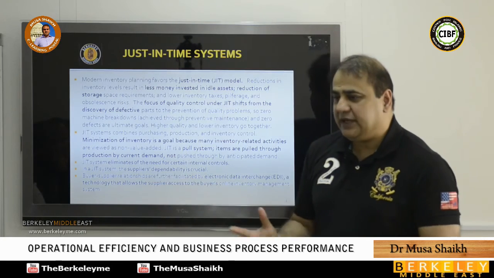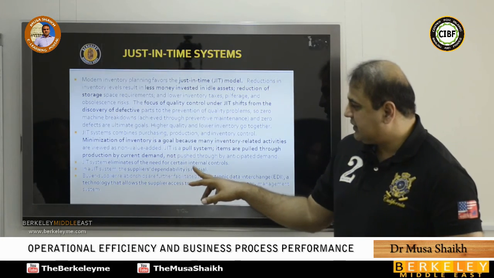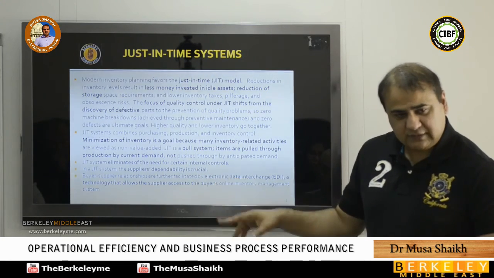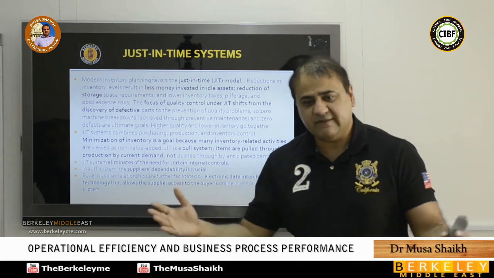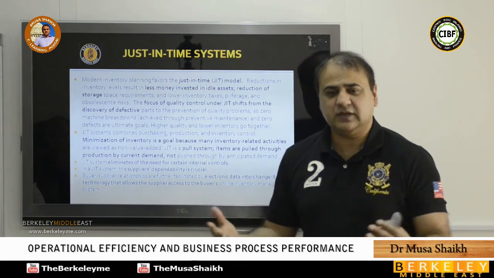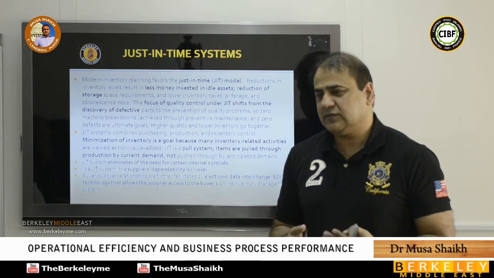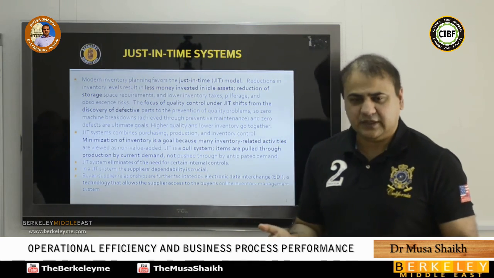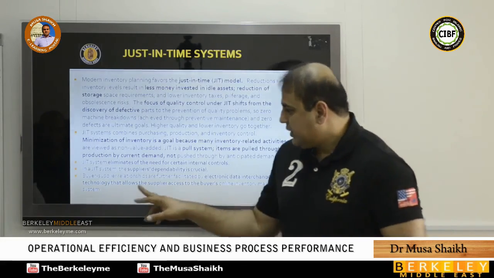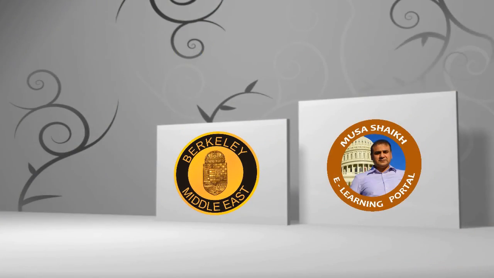So when you don't have big inventory, you don't need certain types of internal controls, because previously you had a bigger stock, so you needed internal auditing, internal control systems, system control, manual controls. No need now. It will reduce. Supply dependence.